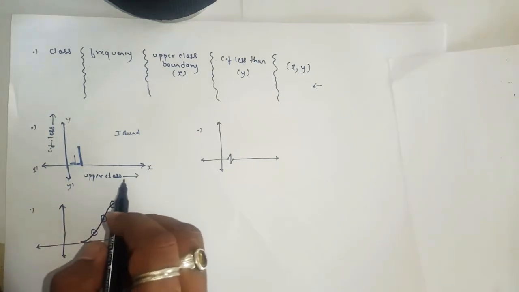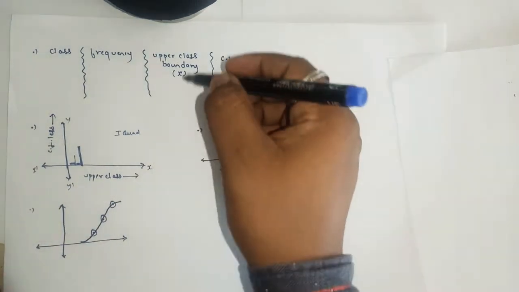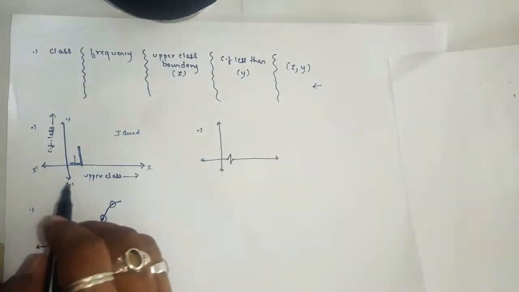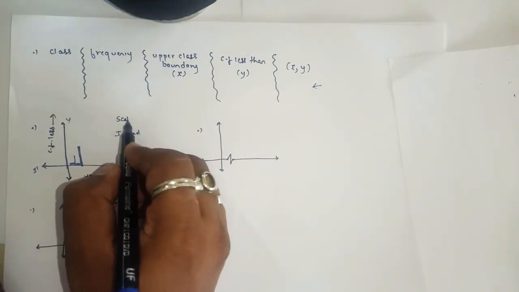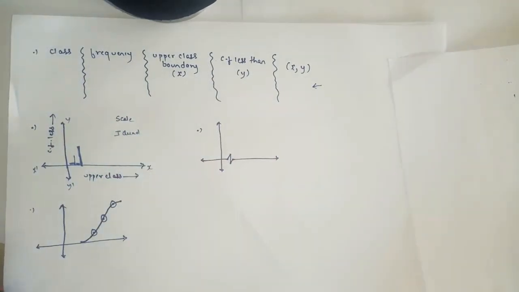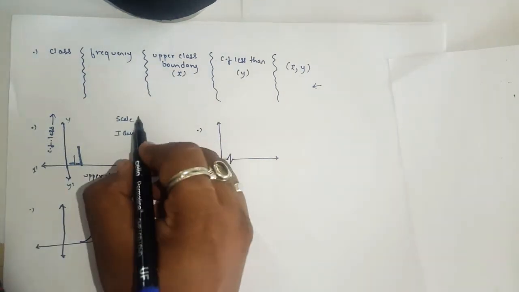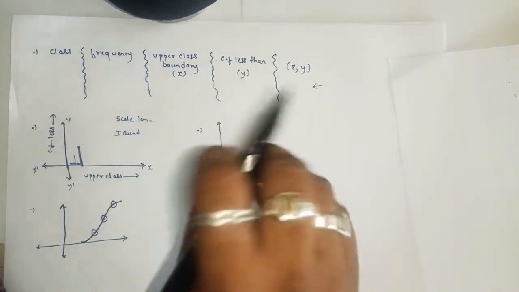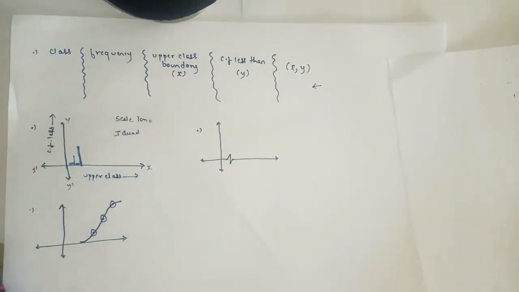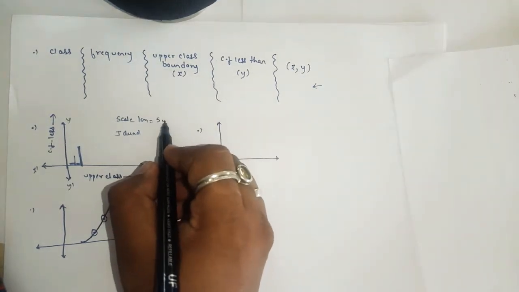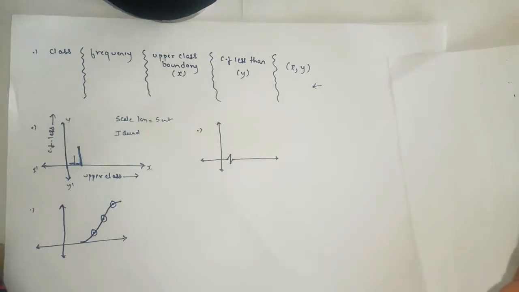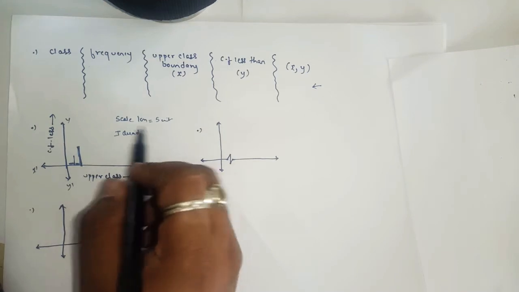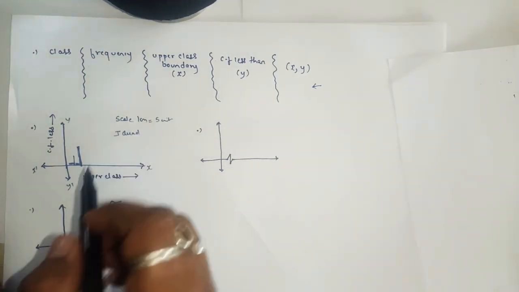So on the x-axis, you will consider the upper class boundary number, whatever the number you have, with respect to the proper scale. And the scale is up to you. You can consider any number, like 1 centimeter equals 5 units, 10 units, 15 units. It's not compulsory that if I tell you for a particular question to consider 1 centimeter equals 5 units, you have to take only 5. You can take 5, 10, 15. So you have to take the proper scale and see to that.